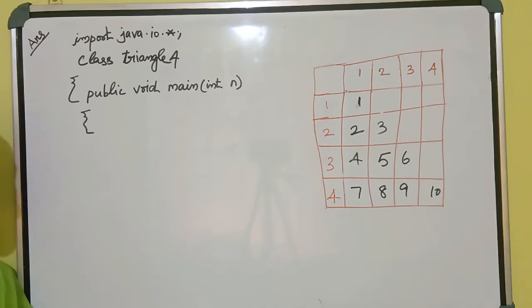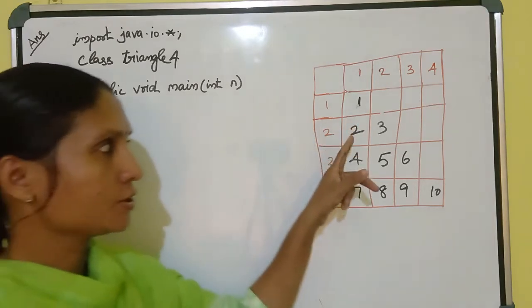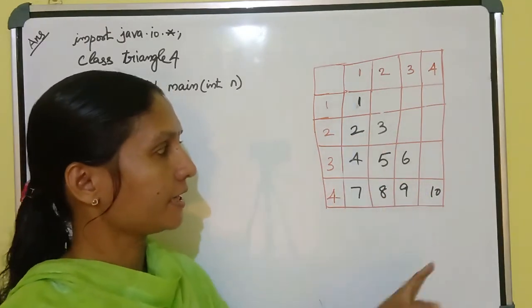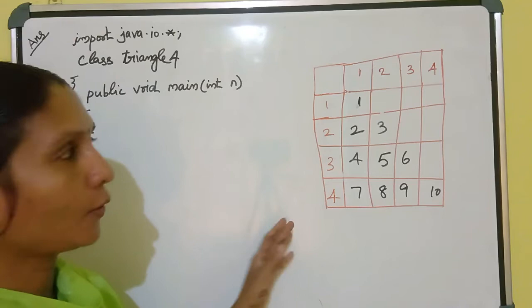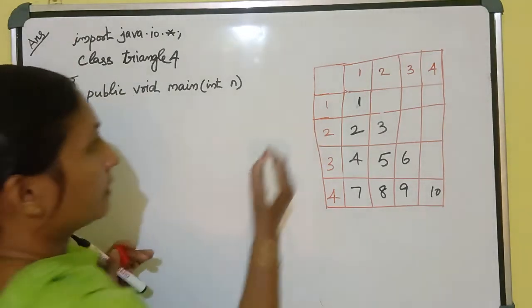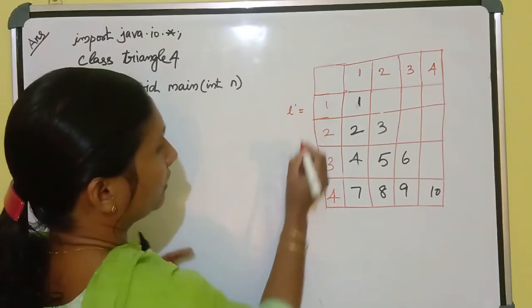What is the first question? Do you remember? Okay, 1 2 3 4 5 6 7 8 9 10. This is in a rectangle shape. These represent the row numbers. That means here I represent these rows with I.